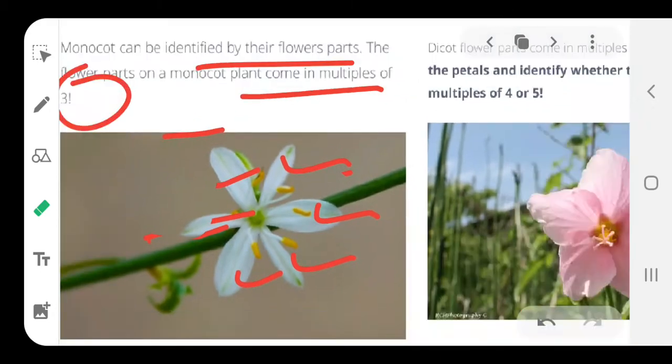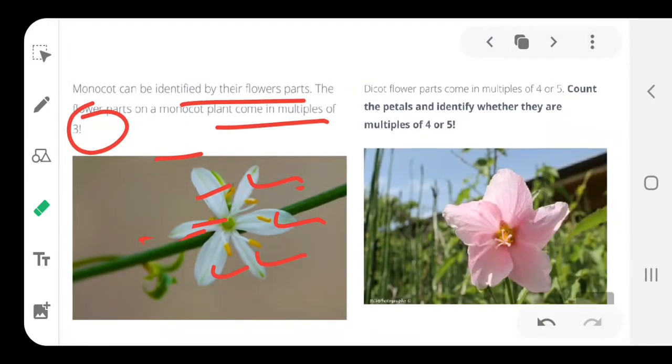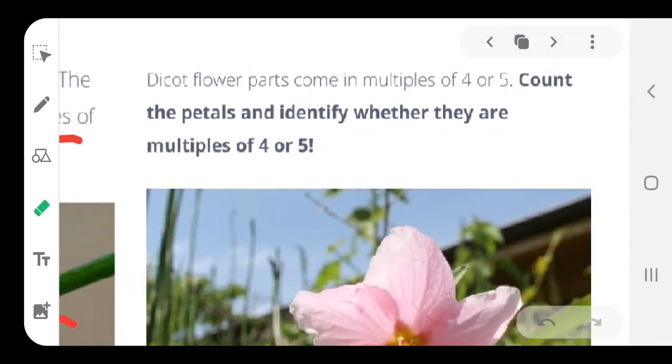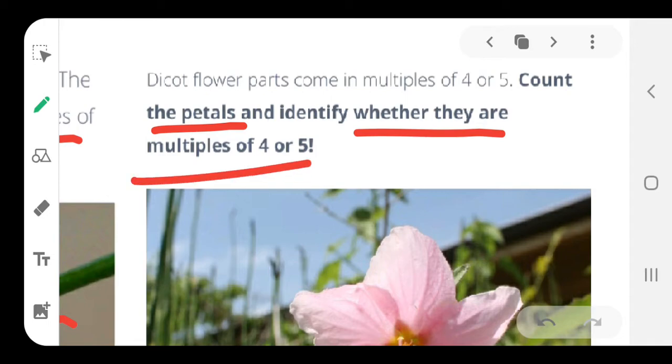So the flower having a multiple of 3, you can believe that it is basically a monocot. But in case of dicot, you can see, in dicot plants, the petals are in multiples of 4 or 5, okay. That means to count the petal, that part of the flower is called petal.